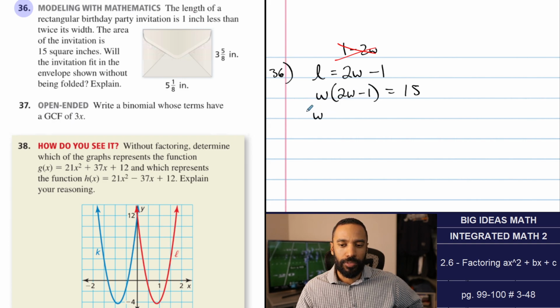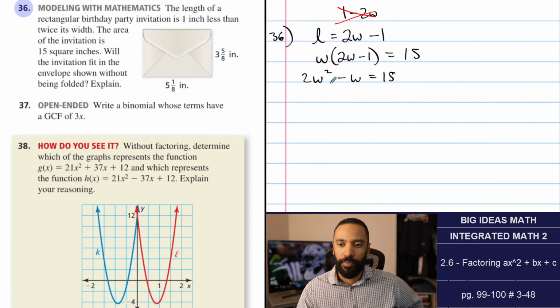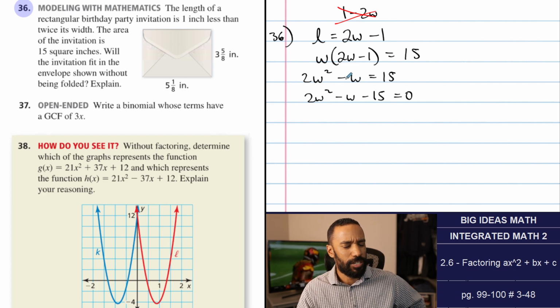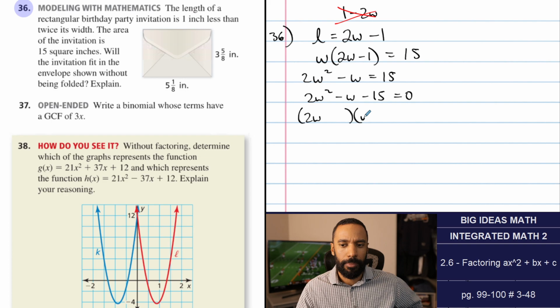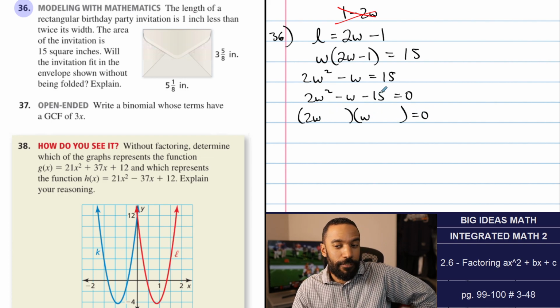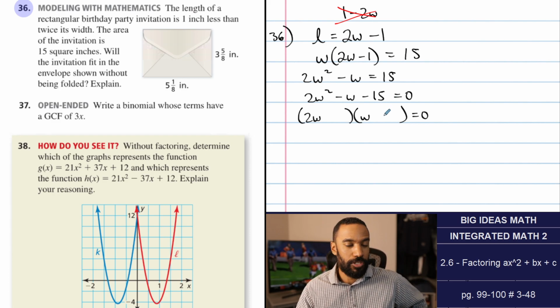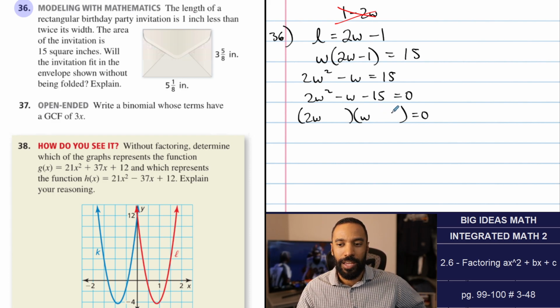Distribute the W, so 2W squared minus W equals 15. Subtract the 15 over, you get 2W squared minus W minus 15 equals 0. I feel like we had this to factor before. I don't remember, but I feel like we did. So 2W and W. Let's try 3 and 5. I don't think 15 and 1 are the factors the book's just going to use, so you can just work with 3 and 5. 3 here, 5 here sounds good.